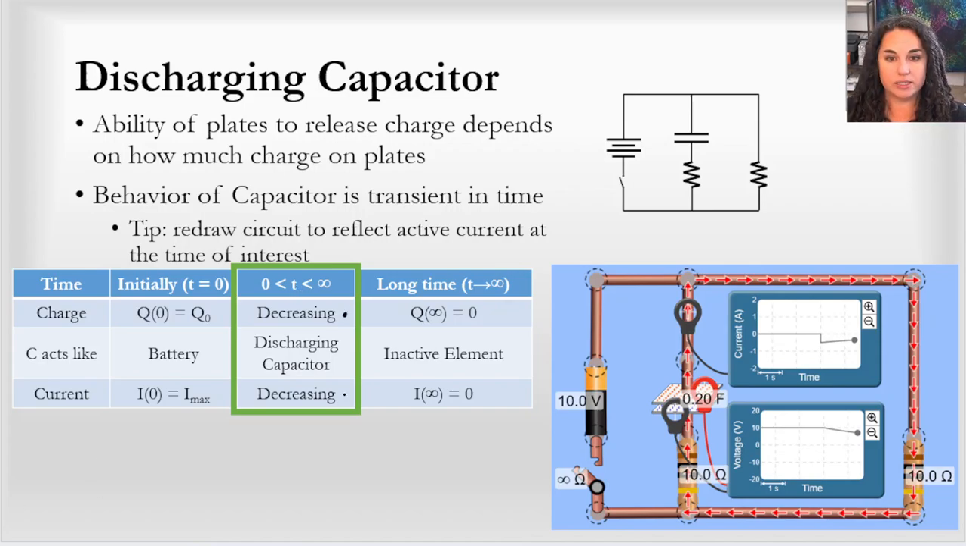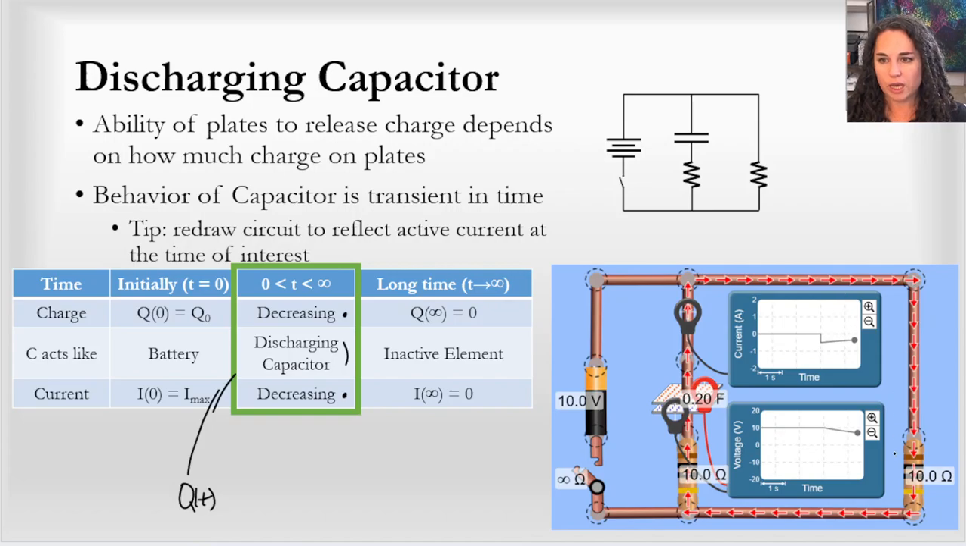It's going to have a decreasing current because there's not as much charge to be pushing that current. And it's just going to be acting like a discharging capacitor in that time. Okay, we'll look at the equation, the Q of T, that happens during this time in a few slides here.